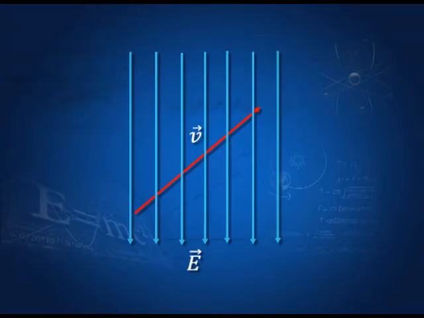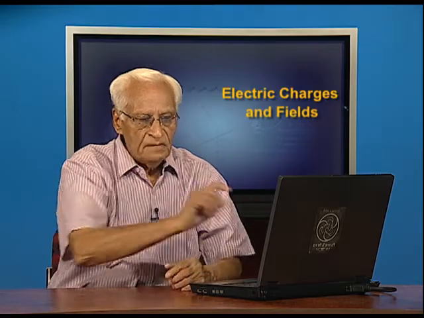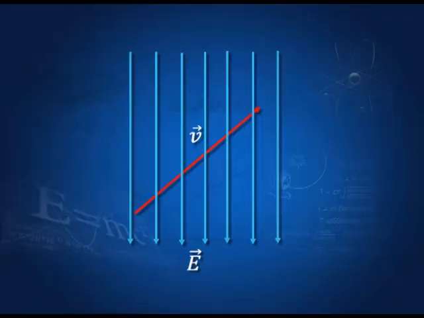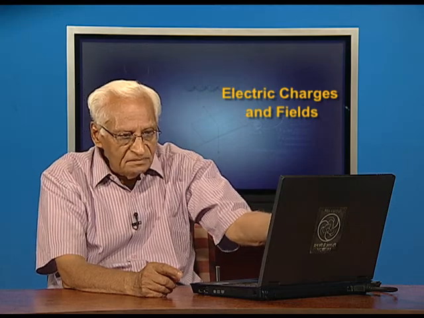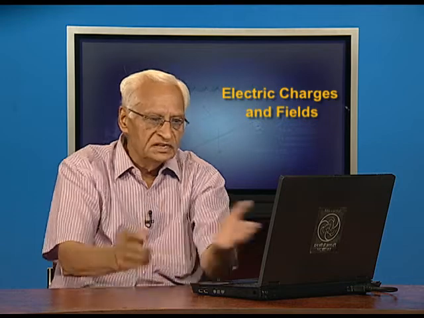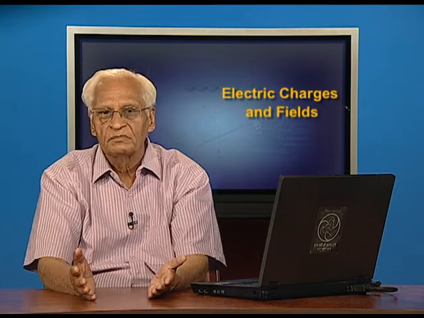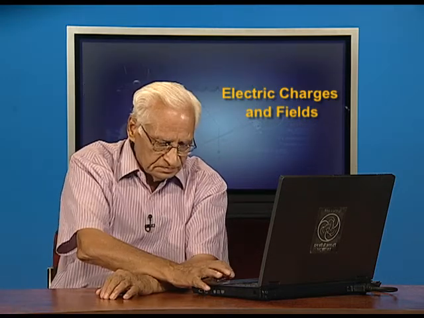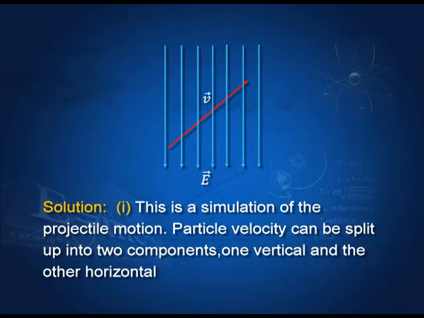I can resolve this velocity into two components, one along the field and another perpendicular to the field. Perpendicular to the field, there is no force. Along the field, there is a force. So, what will happen? The component along the field will decrease as it goes up. At some place it will become 0 and then start coming back. In the meantime, because of the horizontal velocity, the particle keeps going. So, you can see this is the same situation as that of a projectile. The motion, the path taken, would be that of a projectile.